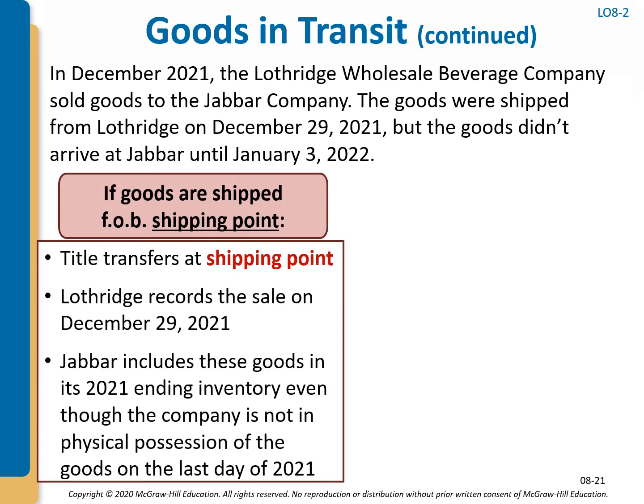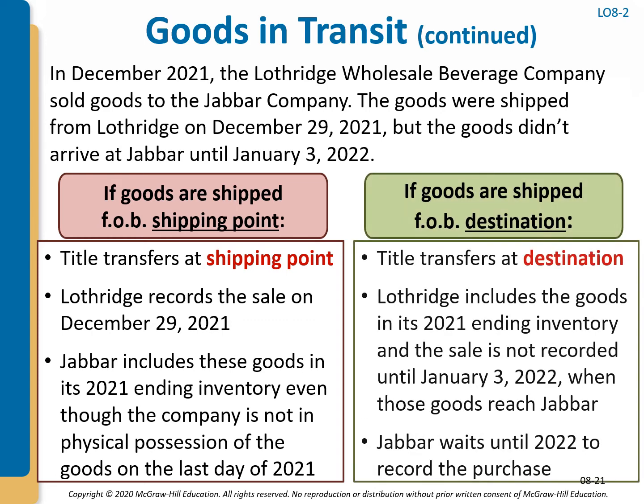Goods may be shipped FOB, freight on board. There are two types: one is shipping point and the other is destination. If they are shipped FOB shipping point, then the title passes on to the customer at the shipping point. And if they are shipped FOB destination, the title, and therefore control, passes to the customer at the destination.